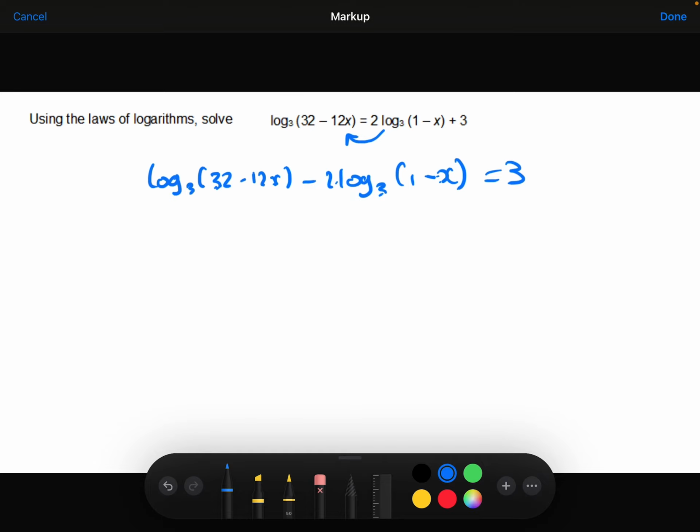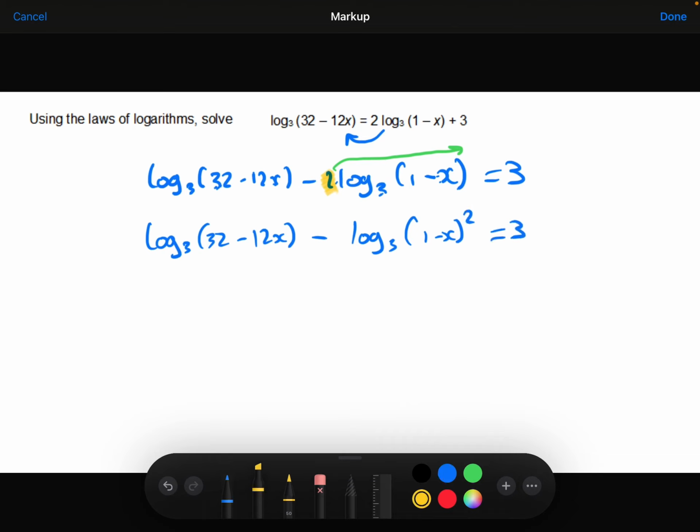Next thing I want to do is, in order for me to combine these two logarithms together, I can't have that coefficient there. So I need to take that 2 and I'm going to move it to be a power on top of the 1 minus x. Now we have both of these logarithms with a coefficient of 1. I can use the subtraction law, so which means I'm going to combine those two logarithms together with the insides being divided.